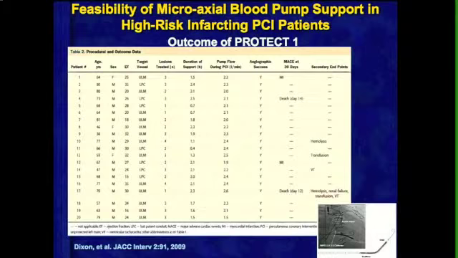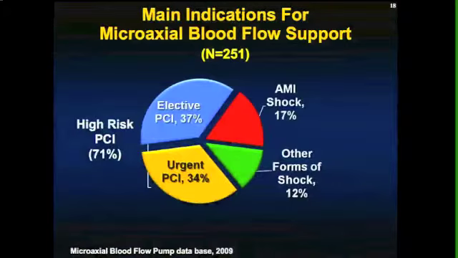Well, here's Protect 1. This is microaxial, it's 2.5 liters per minute. You can see all of the patients that were in it, and they actually did pretty well. There were a couple of deaths, but overall, patients who had high-risk infarctions undergoing PCI were temporized quite nicely, and they were able to accomplish what they needed to.